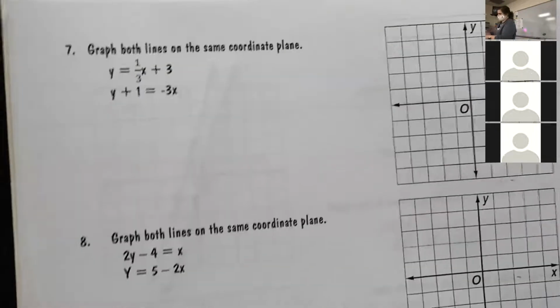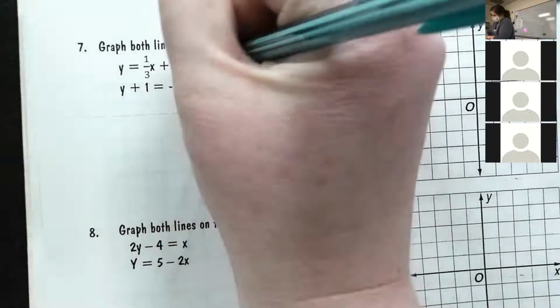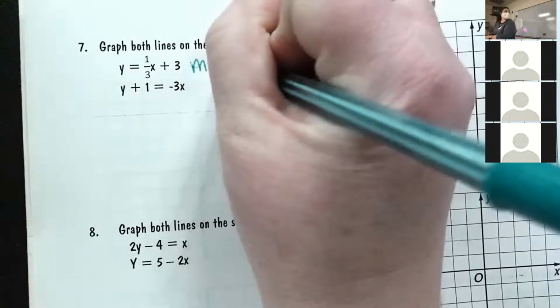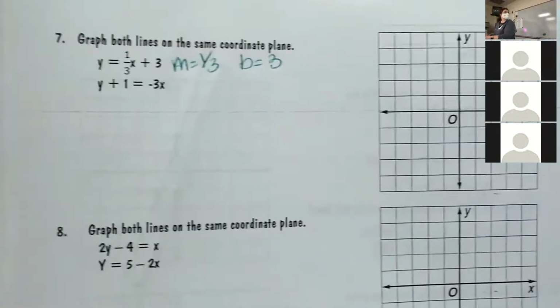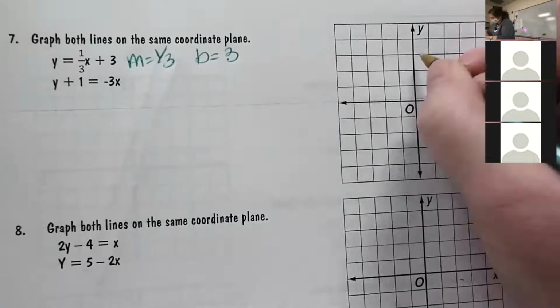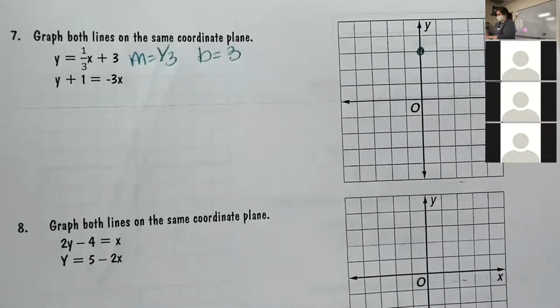Graph both lines on the same coordinate plane. All right, here we go again. Is that in my favorite form? Yes or no? Yeah. What's m? 1/3. What's b? 3. Start at b. Then up 1/3.